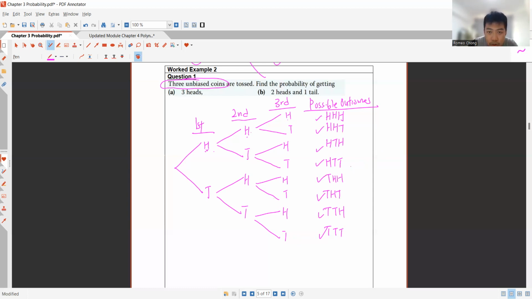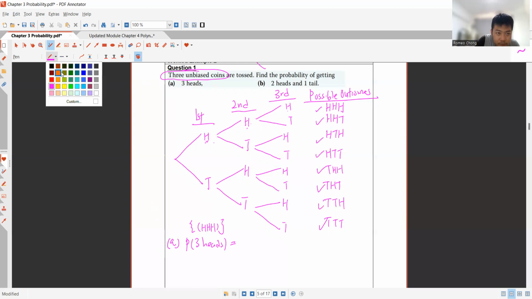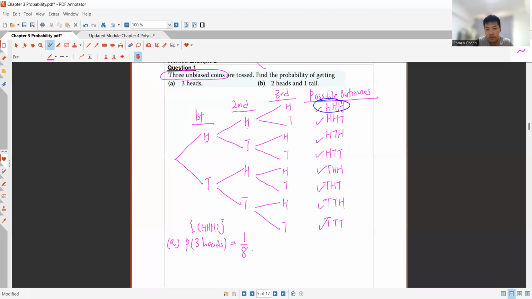So for the first one, because you want the probability of getting 3 heads, you know that there is only one possibility, which is H, H, H, right? This is the only possible outcome. And if you look at your tree diagram, there is only one, which is this. And out of how many just now? Out of 8, right? So that means the answer for this one will be 1/8. Okay, so this will be the answer.